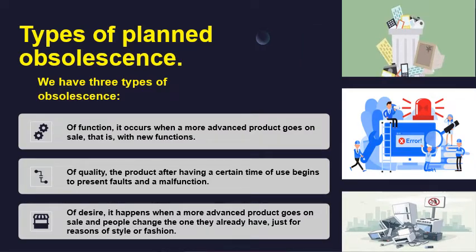Types of planned obsolescence. We have three types of obsolescence. First, of function. It occurs when a more advanced product goes on sale, that is, with a new function. Of quality, the product, after a short time of use, begins to present faults and malfunctions. And the last is of desire. It happens when a more advanced product goes on sale and people change the one they already have for reasons of style and fashion.